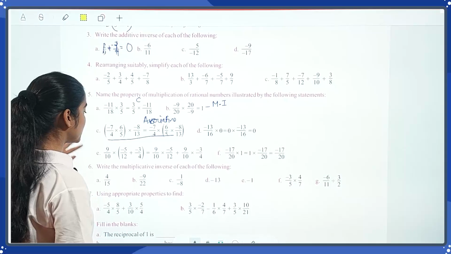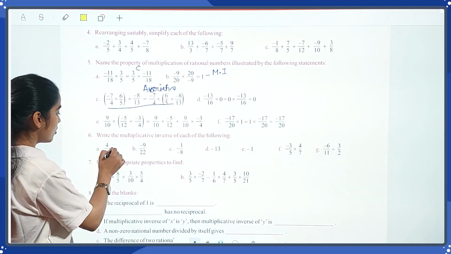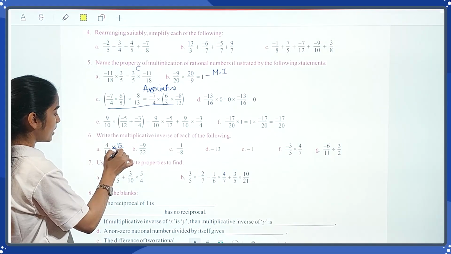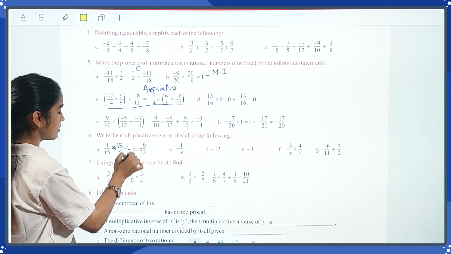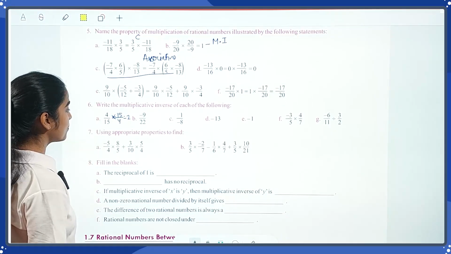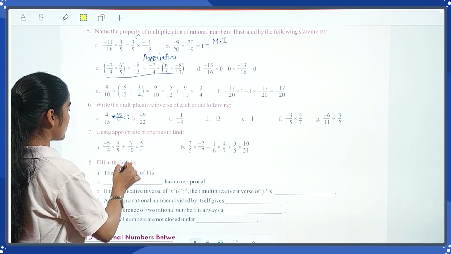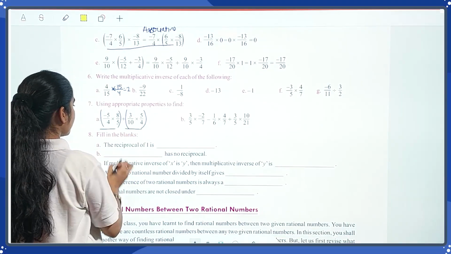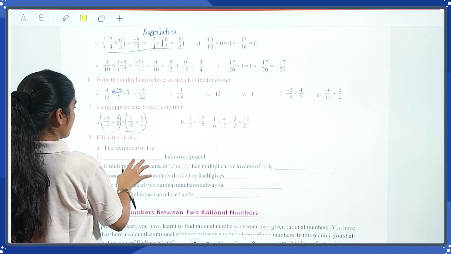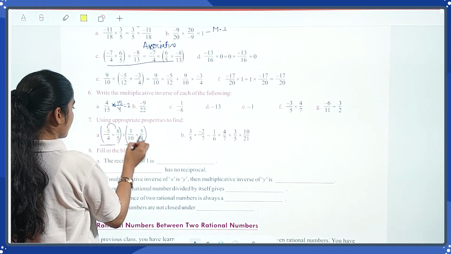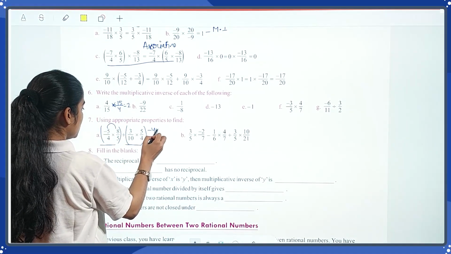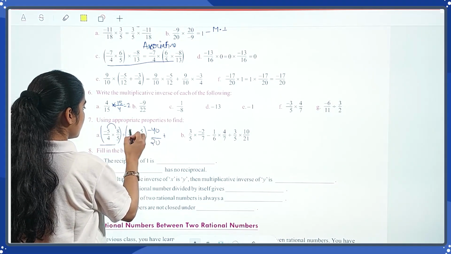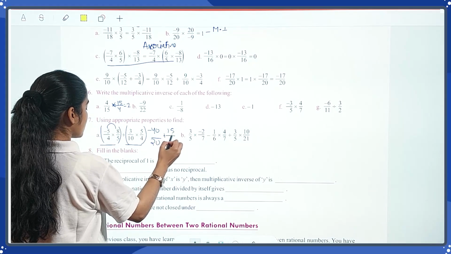Next we have: write the multiplicative inverse of each of the following. So 4 by 15, multiplicative inverse is 15 by 4 and your end result is 1. Now using appropriate properties, find which property should be applied here. So we have to apply the associative property here. We group these two numbers, make a pair of it. So 5 8s are 40, so minus 40. 4 5s are 20, plus 3 5s are 15 and 10 4s are 40.